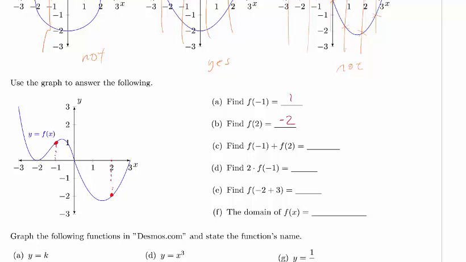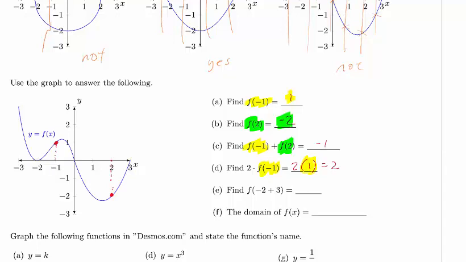Find f of negative 1 plus f of 2. So note that we've already worked these out, right? f of negative 1 was here, that was 1. f of 2, well, that was right here, and that was negative 2. So we just got to add those two together to get negative 1. All right, and so again, on D, now 2 times f of negative 1, well, that's just going to be 2 times 1, which is 2. Right, just like that.